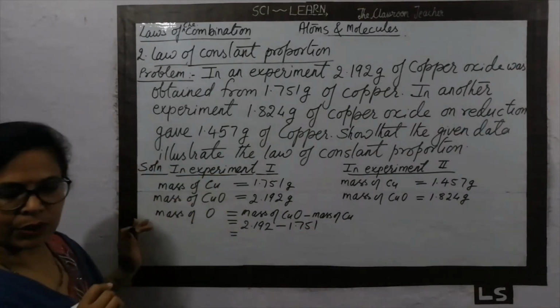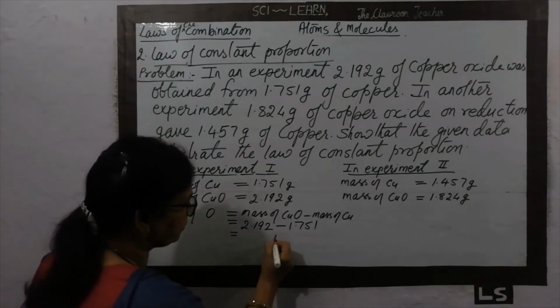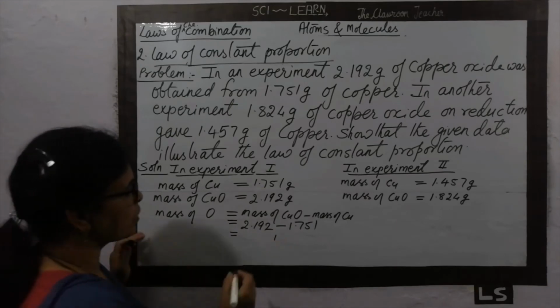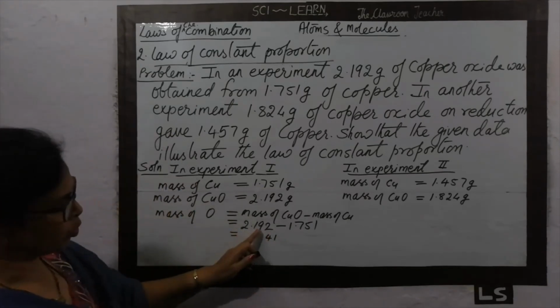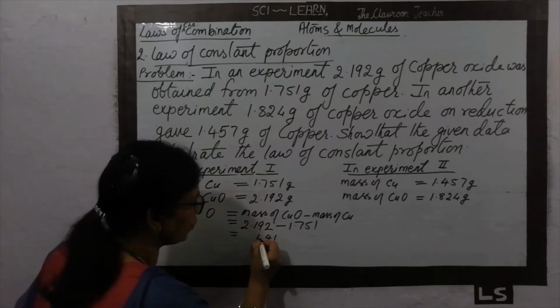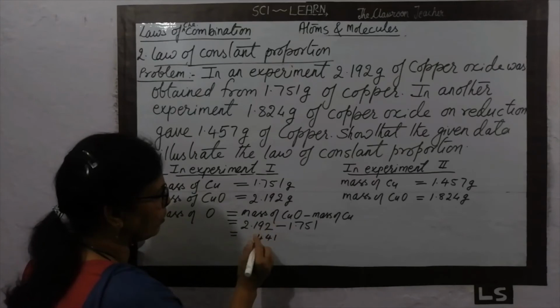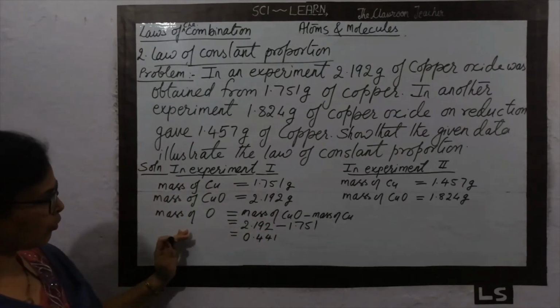Subtract whatever answer you get here. You have to find out. 2 minus 1 is 1. Okay. 9 minus 5 is 4. Then here only 1 is there, so it borrows 1 from here. It becomes 11. 11 minus 7 is 4. Okay. Then 1 minus 1 is 0. So what is the value we get here? What is the amount we get here?